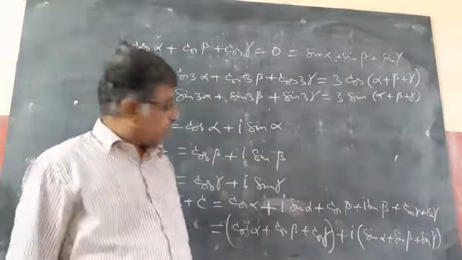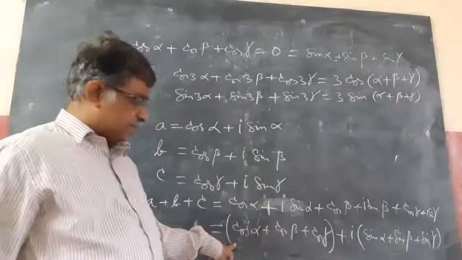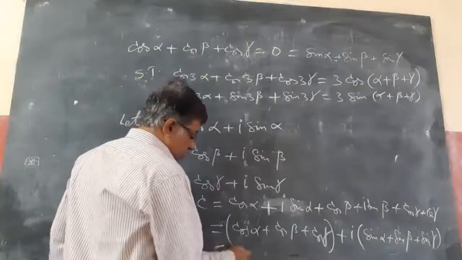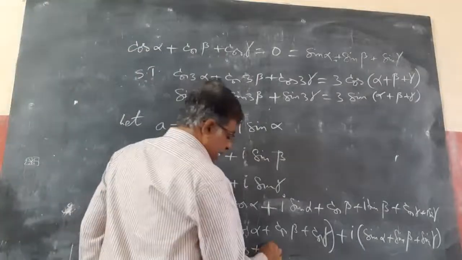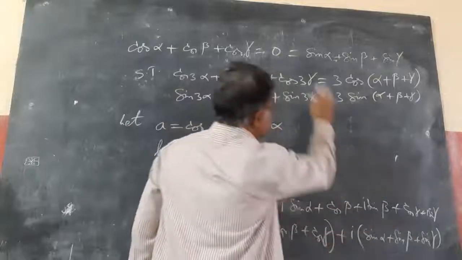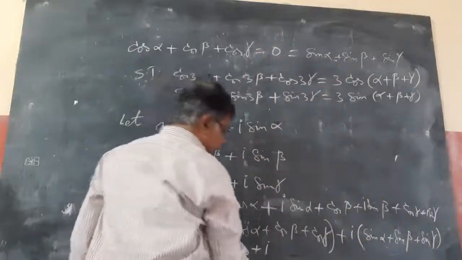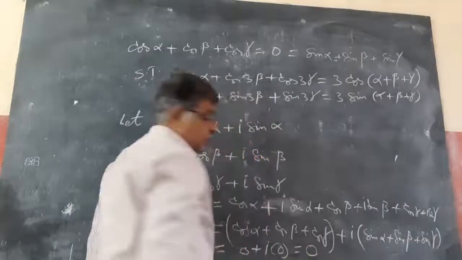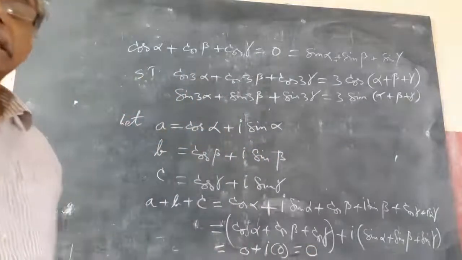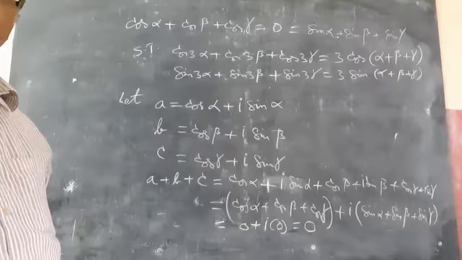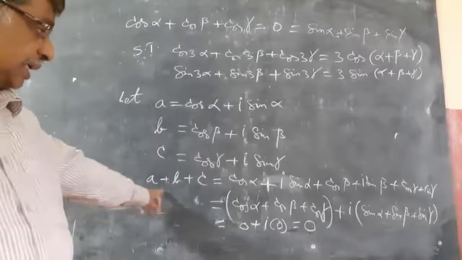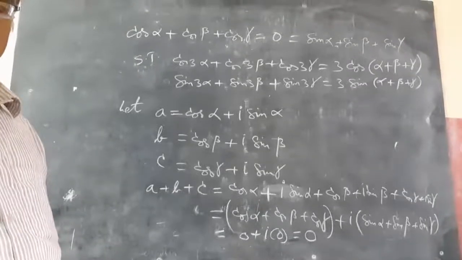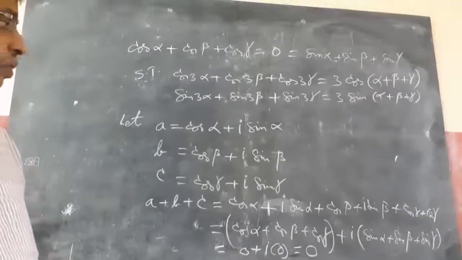Now he is giving cos alpha plus cos beta plus cos gamma is 0. So we will substitute that: 0 plus I into sin alpha plus sin beta plus sin gamma, which also equals 0. So I into 0 is 0, and 0 plus 0 is 0. So what I got is A plus B plus C equal to finally 0.